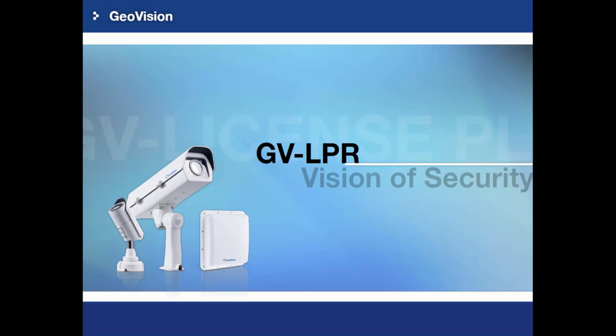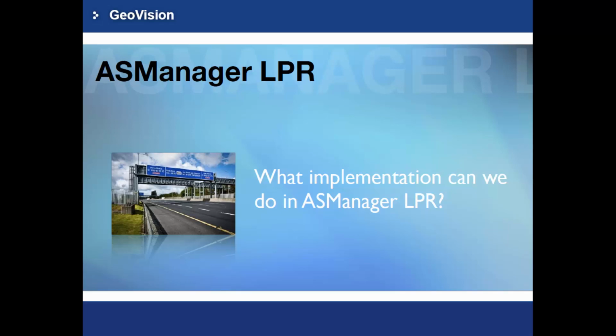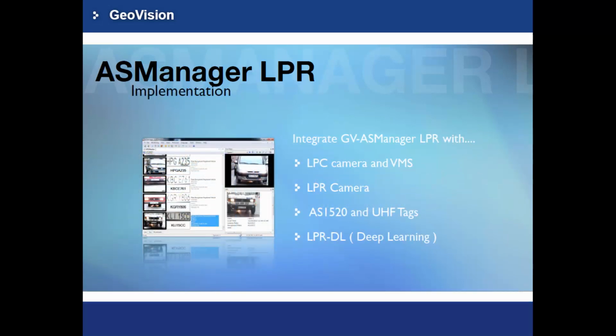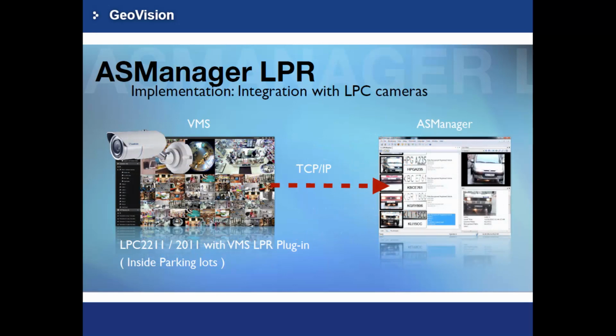Here, I will introduce the GeoVision LPR feature. As Manager not only can implement access control, but also can record the LPR log. For example, we can use for LPR plugin with VNS or NVR by LPC camera. LPR camera AS1520 with UHF tag and LPR Deep Learning camera. We use a VNS for sample. It can integrate with Ads Manager by TCP/IP to do the recognition with LPC model.